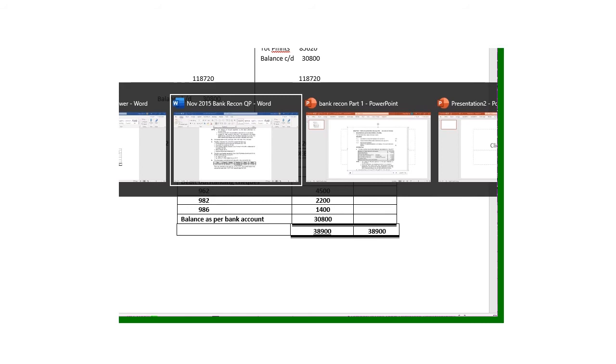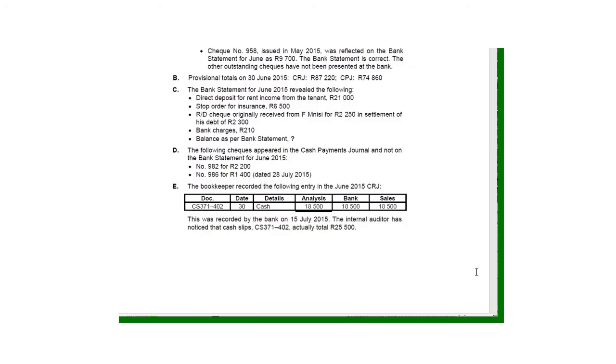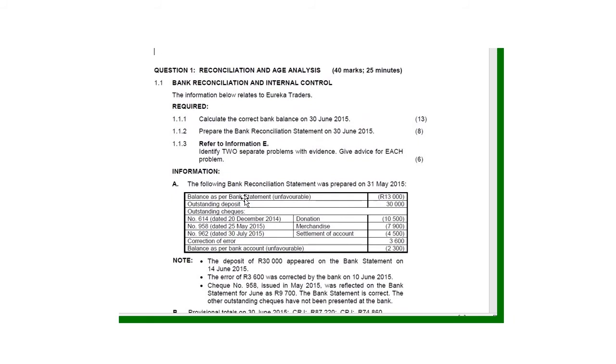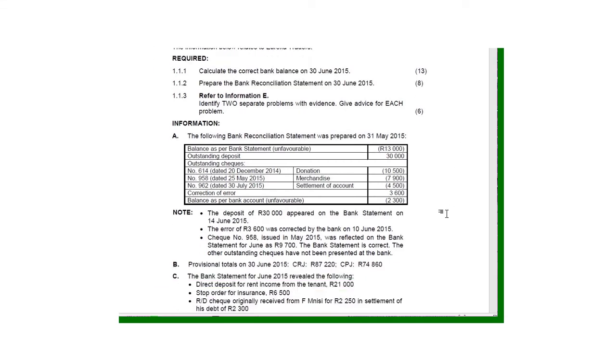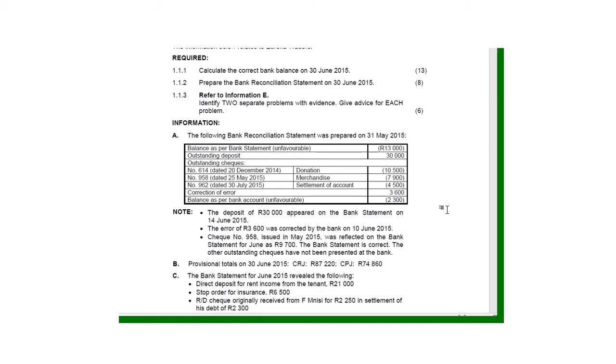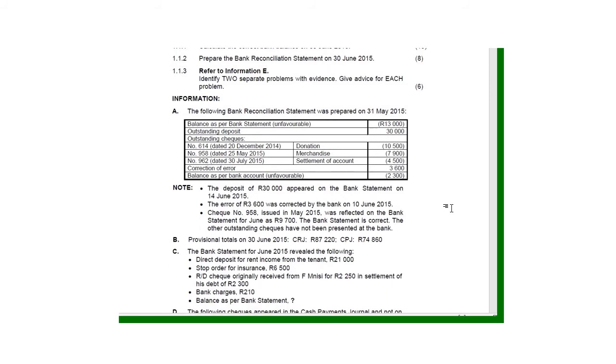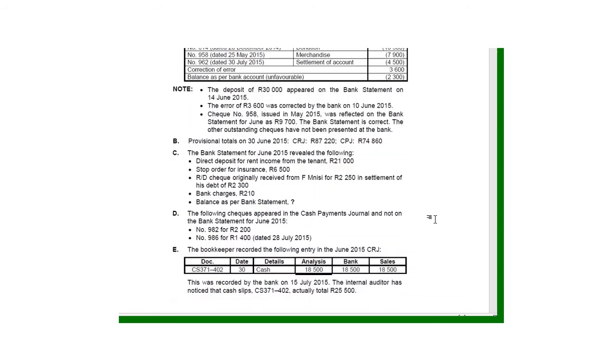And that was basically how to do the bank reconciliation statement. But let's just see what the other question is, the theory type of question that they gave us. They referred to information E. That's where they deposited that amount, but it was actually much more. Identify two separate problems with evidence and give advice for each problem. So, it's three things we need to do. Identify a problem, give evidence why we say it can be whatever we think it is, and then tell them what to do to not have a repetition of it.